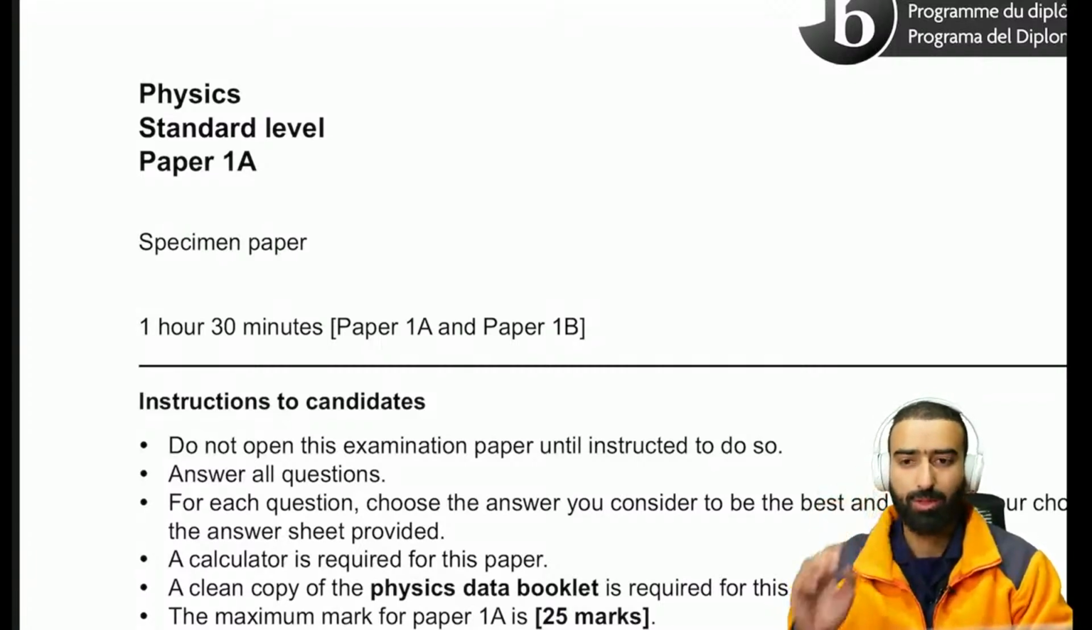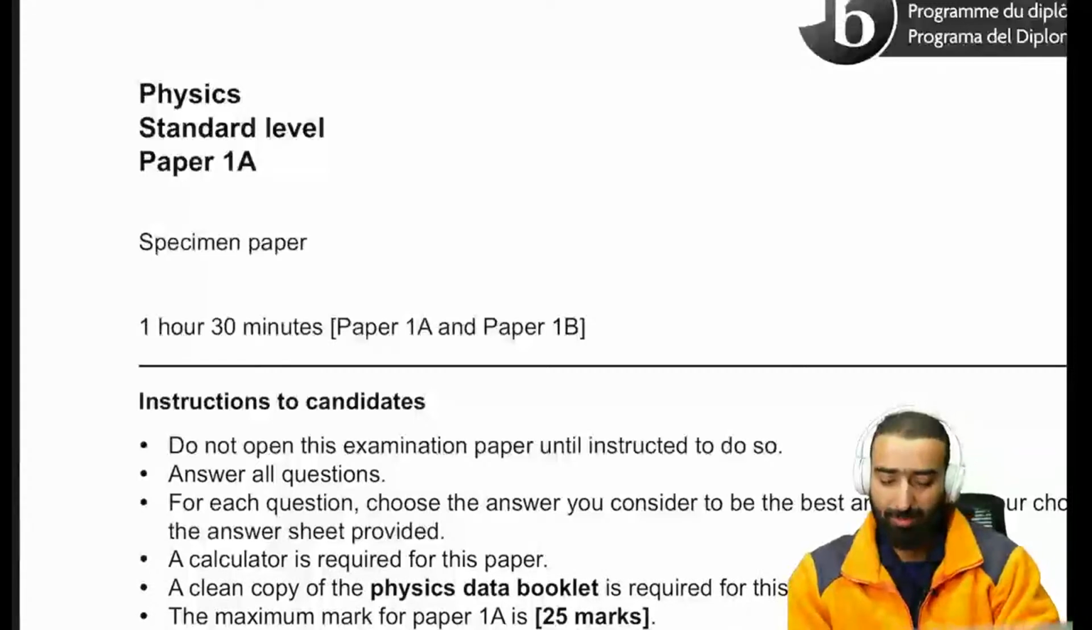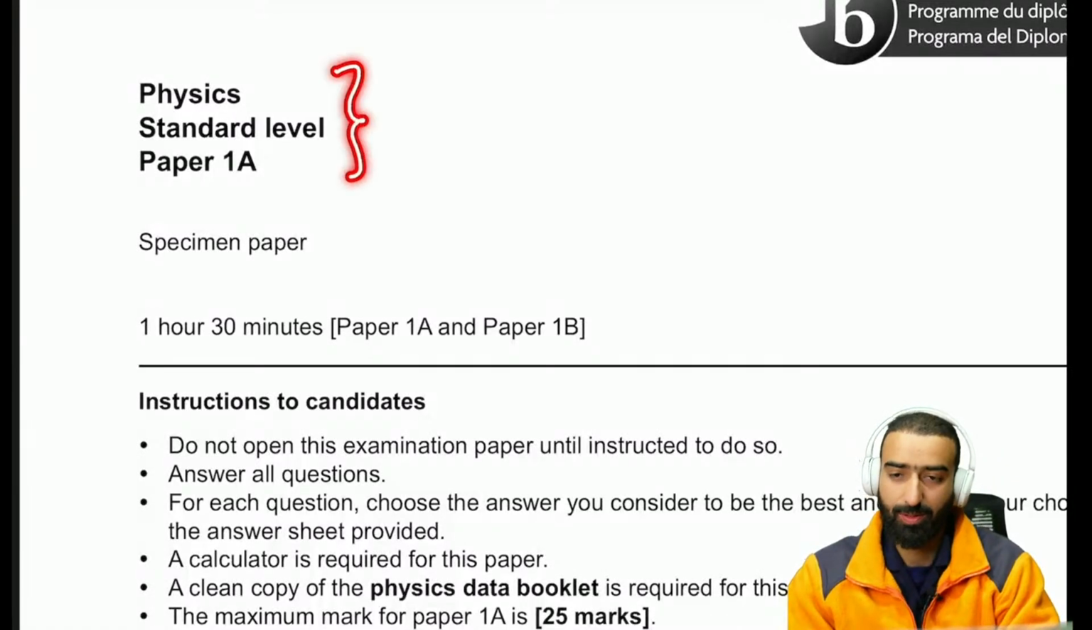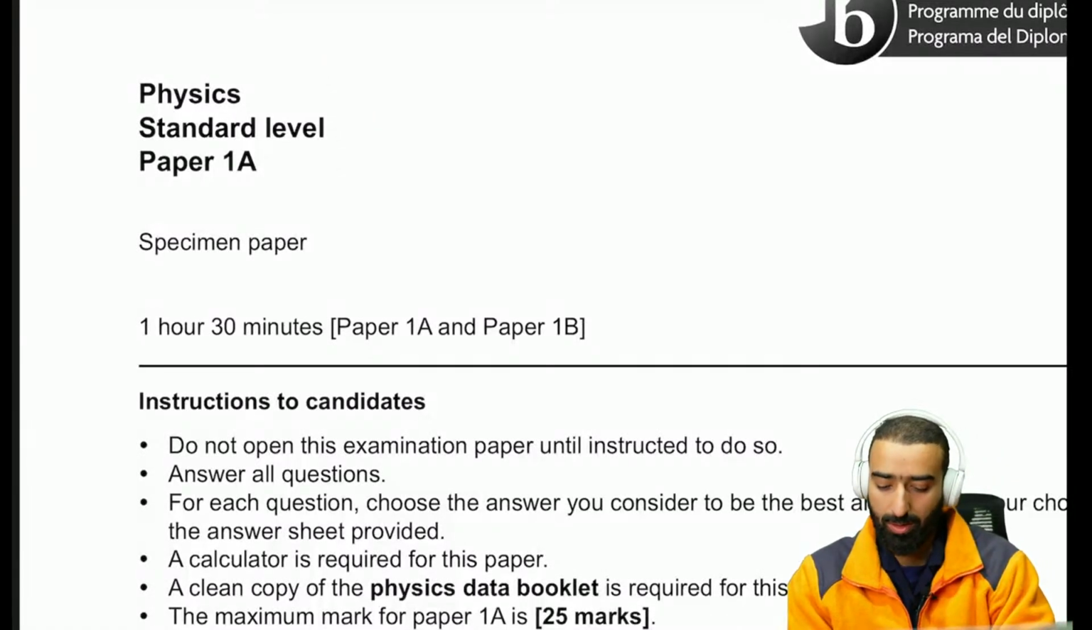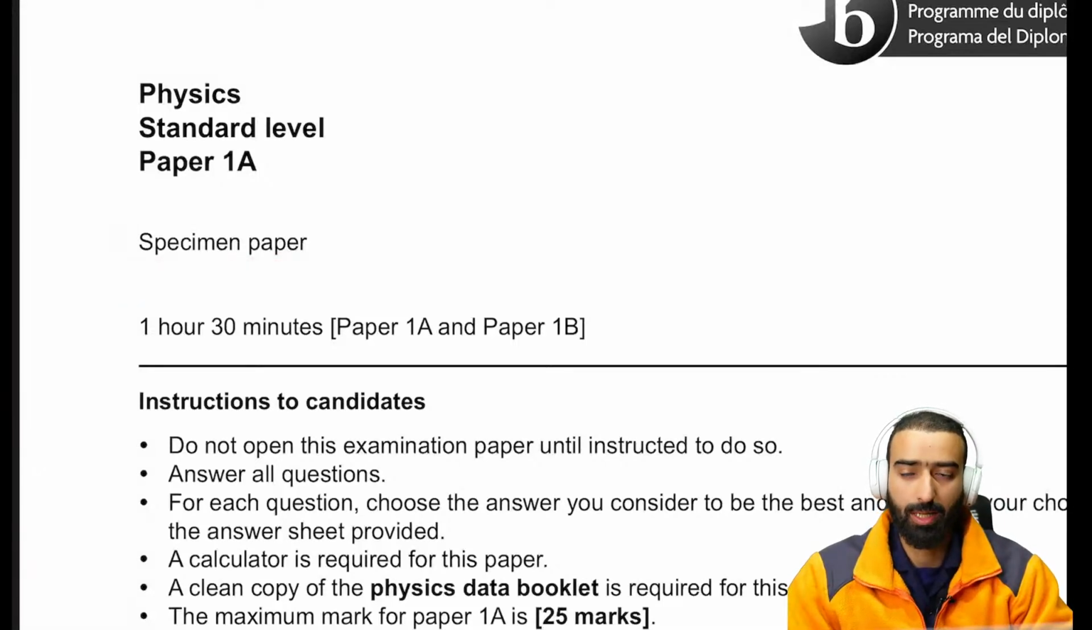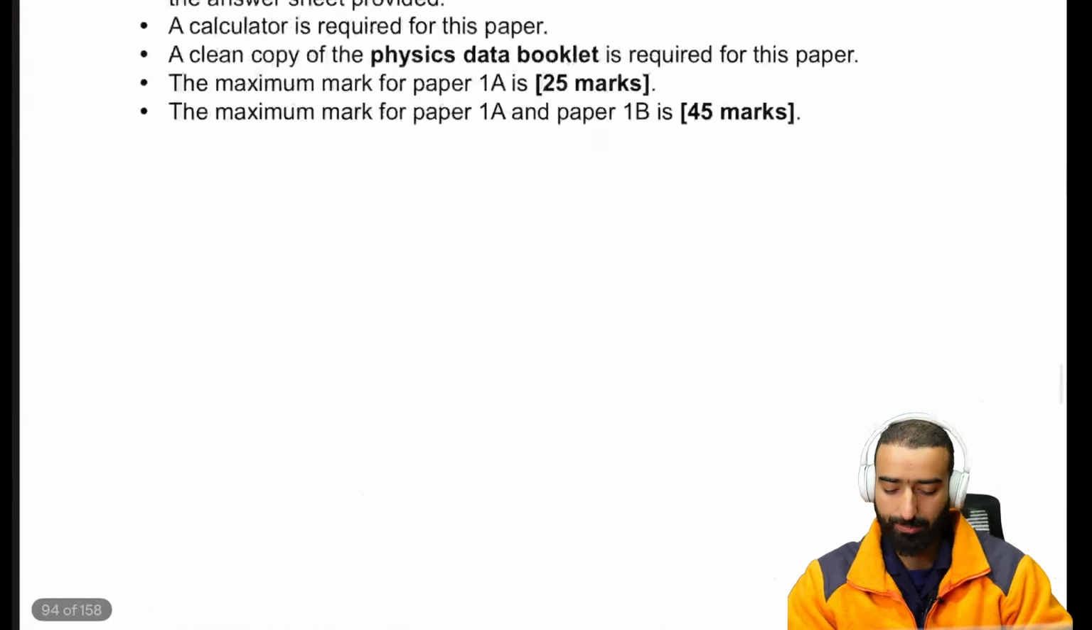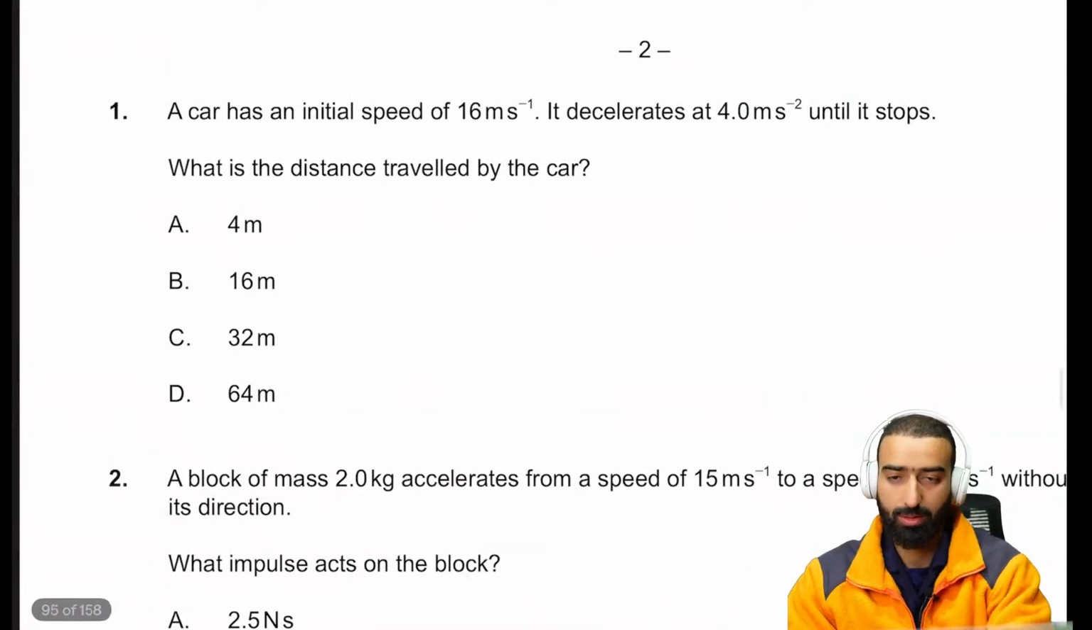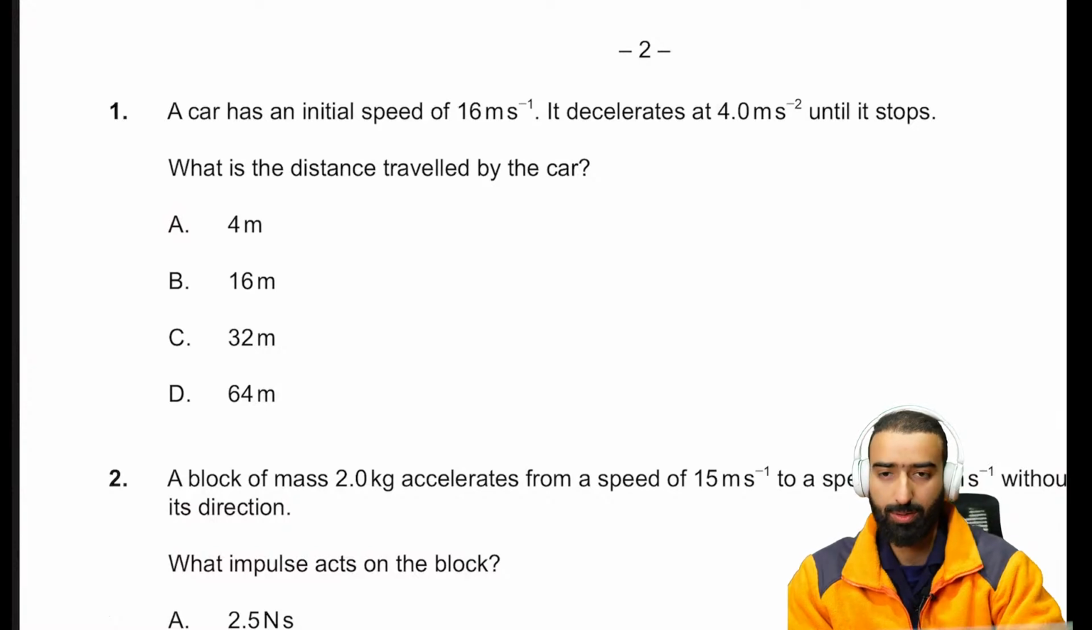Hello students, tomorrow is your IB physics exam, so let's solve this physics SL paper 1 from the specimen paper that IB has released. Right, without further ado, let's solve the first question.